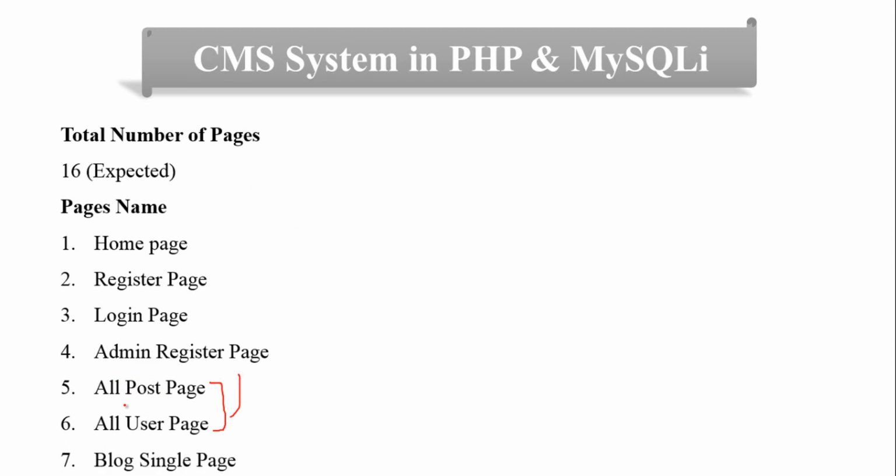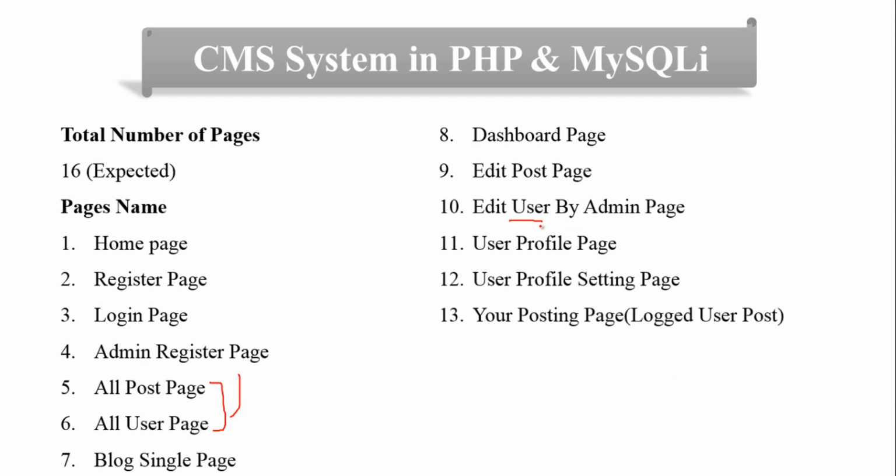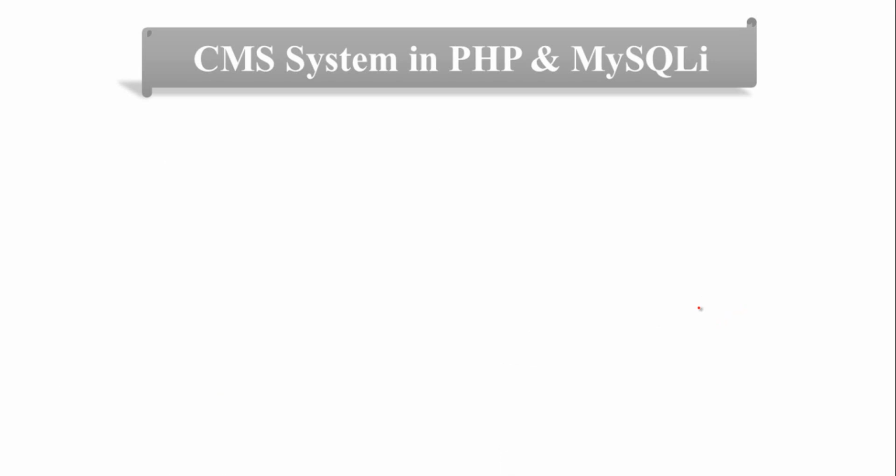Then the blog single page, the dashboard page, the edit post page, and the edit user by admin page, on which the admin will be able to edit any user. The user profile page, profile setting page, and user posting page, in which all the posts of the logged-in user will be displayed. The logout page, del post page, and del user post page. So these are the different pages that are expected to be created for this CMS system.